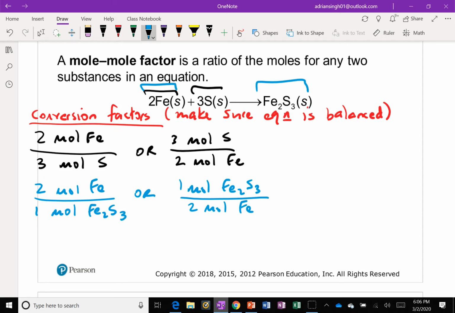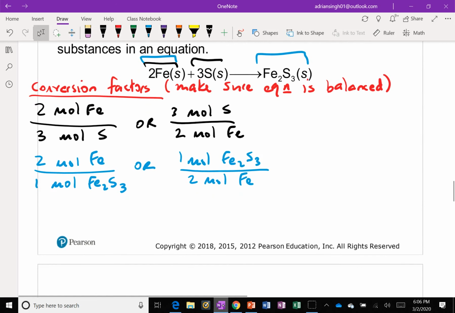Are there 2 other things that I can relate in this equation? So we've related the iron to the iron sulfide. We have related the iron to the sulfur. Right, so we have one more combination. We can relate the sulfur to the iron sulfide.